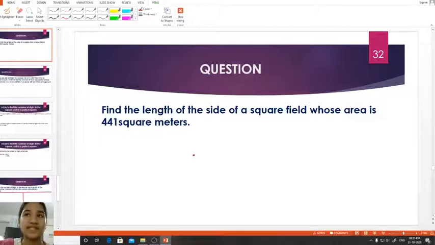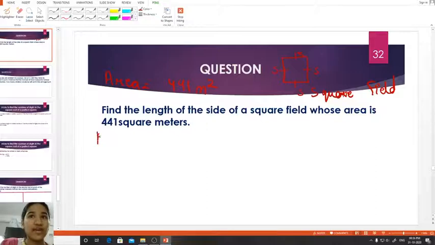The first question says, find the length of the side of a square field whose area is 441 square meters. That means if I consider this to be a square field, you know that all the sides are equal. We are aware of the area, right? If this is going to be our square field, what is its area? It's 441 meter square.